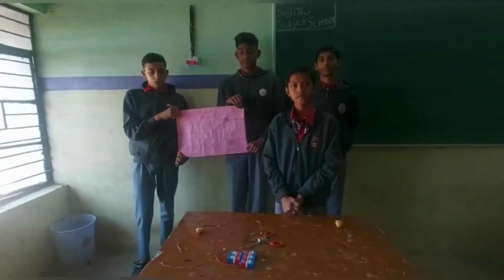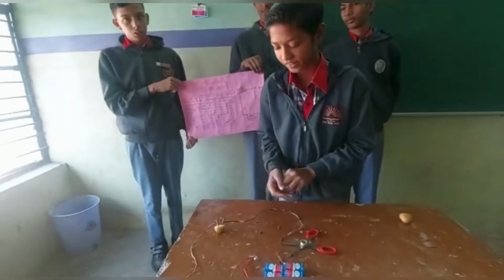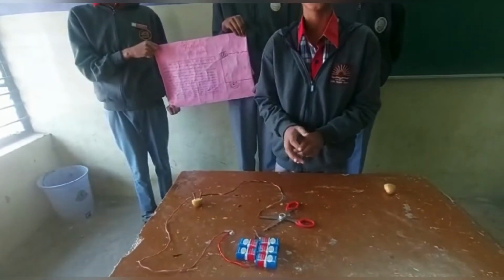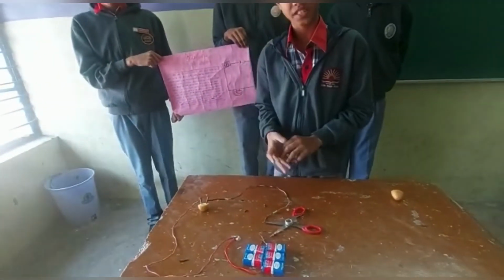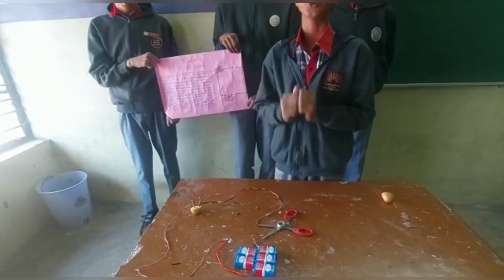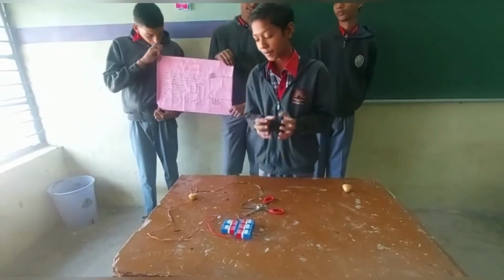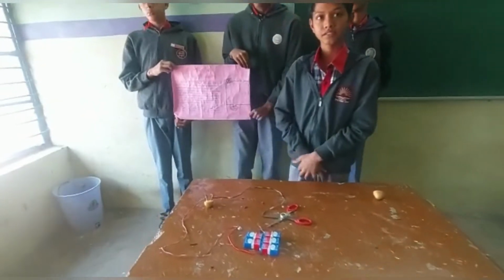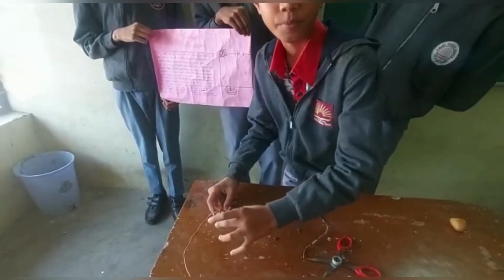Why will you observe the green spot? Ma'am, when we pass the electric current through a conducting solution, it can bring about a change. Okay, why does this happen? Because of the chemical effects of electric current. So where is the conducting solution here? Ma'am, the conductor is the potato.